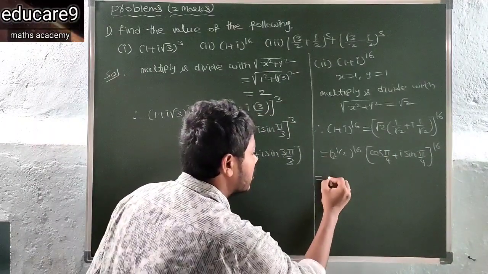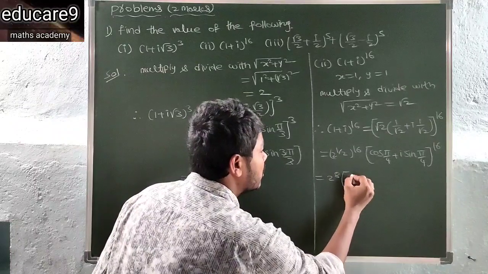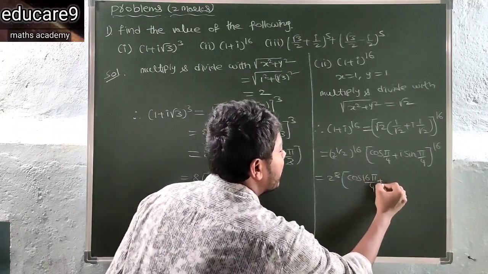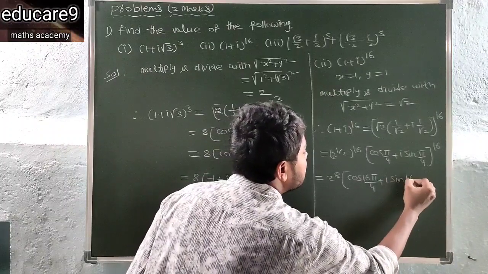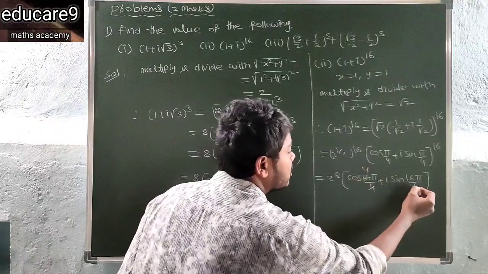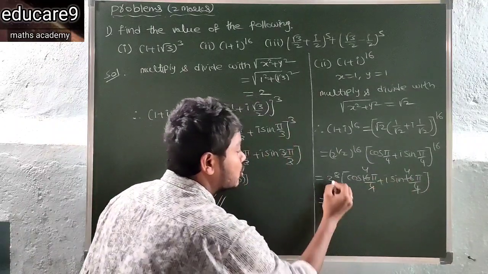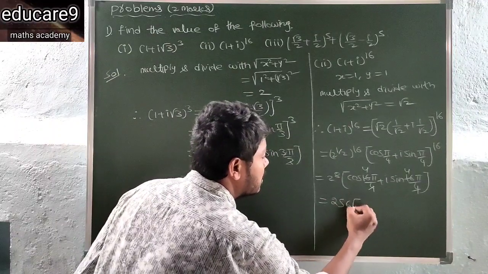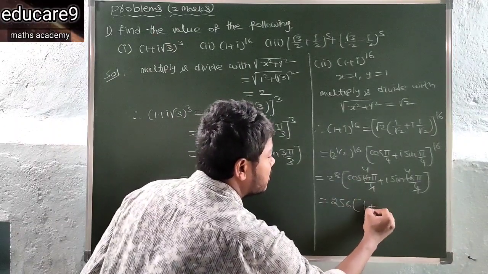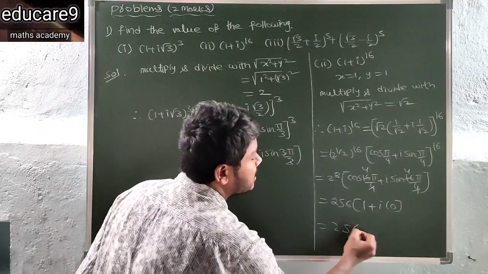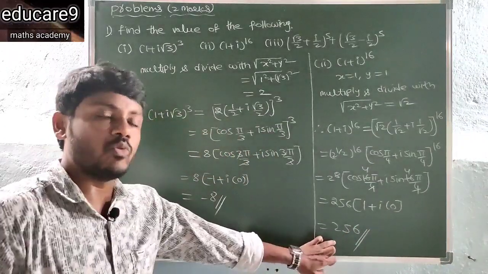So that is here 2 to the power of 8 into (cos 16 pi by 4 plus i sin 16 pi by 4). So 4 1 ja 4, 4 ja. So 2 to the power of 8, this is 256. So cos 4 pi value 1 and sin 4 pi value 0. So clearly this is 256. So this is the required answer.